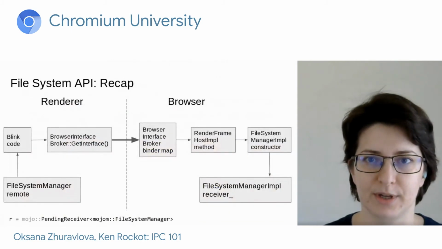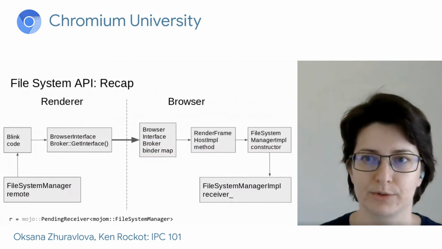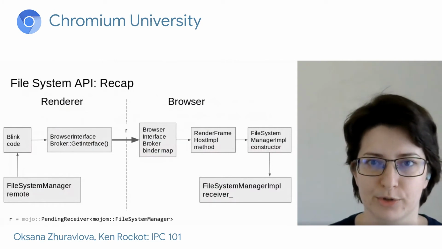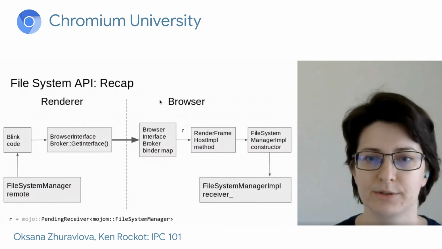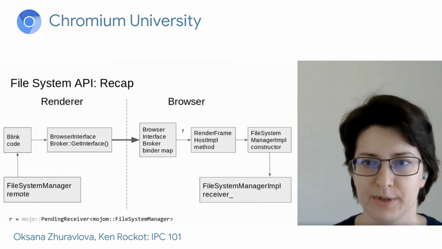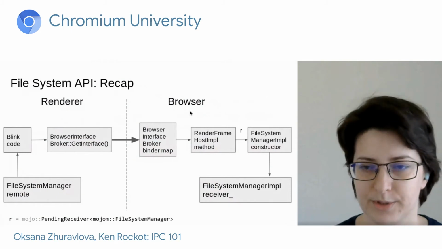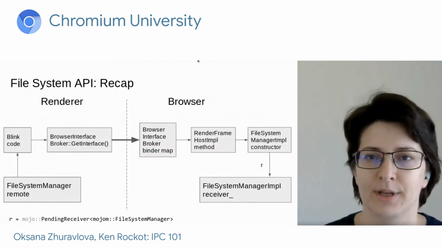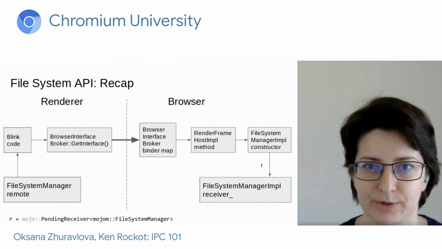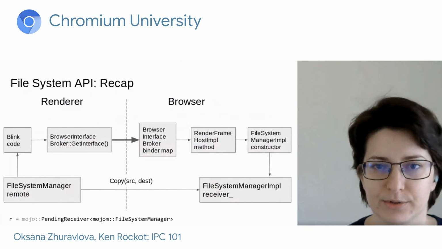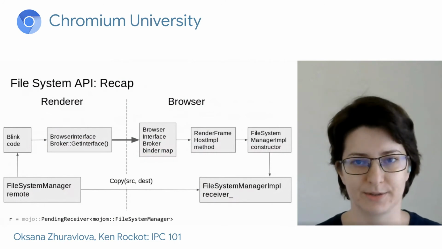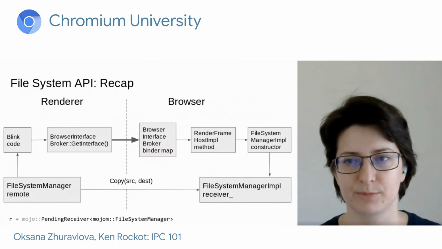So here's a very basic diagram of everything we just looked at. If we zoom out, it shows how the pending receiver travels from Blink code to a browser interface broker in the renderer, across the process boundary, and then in the browser from the binder map to the render frame host impl method, and then to file system manager impl constructor, and then ends up being connected to the receiver. So when the Blink code calls copy on the remote, the receiver in the browser calls the appropriate implementation method. So this is simplified, but fairly close to the real code, since all the necessary parts are there.